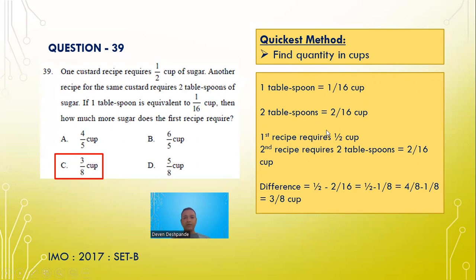But what is the difference? How much more sugar does the first recipe require? The first recipe requires half a cup. The second recipe requires 2/16 cups. So the difference is half minus 2/16, which is half minus 1/8. Half is 4/8. 4/8 minus 1/8 is 3/8. So the difference is 3/8 cup.